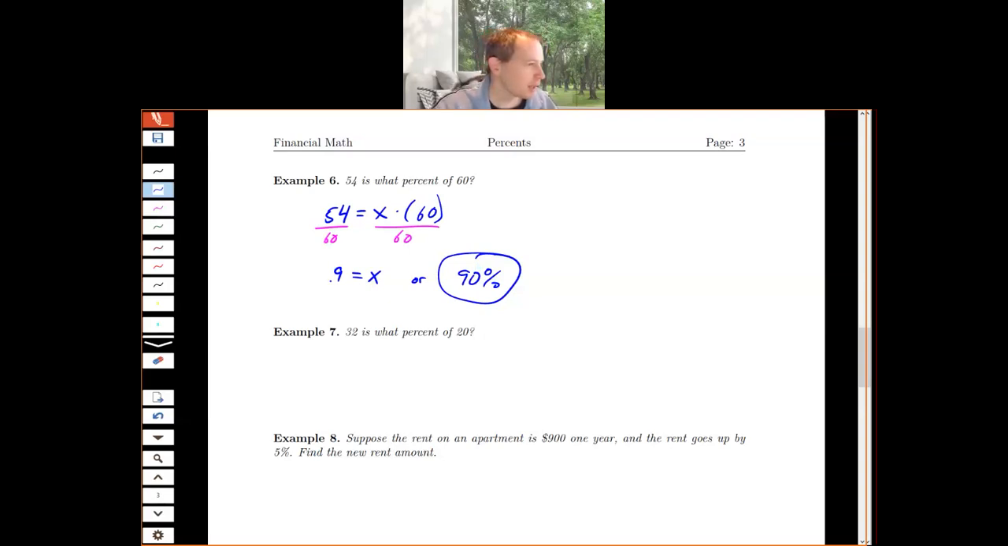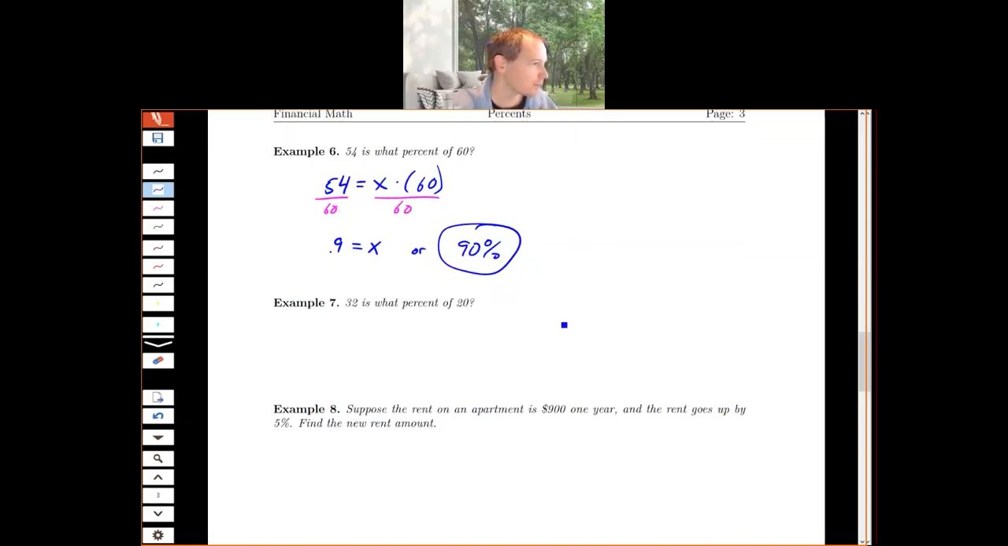Okay, so again, that idea of translating creates an extra line of writing, but then it becomes very clear what operation I use. In this case, I was actually dividing the numbers, and it helps me know which way to divide. Because again, percents don't always have to be a number between 0 and 1, so it's not always the bigger number on the bottom. Okay, so 32 is what percentage of 20?